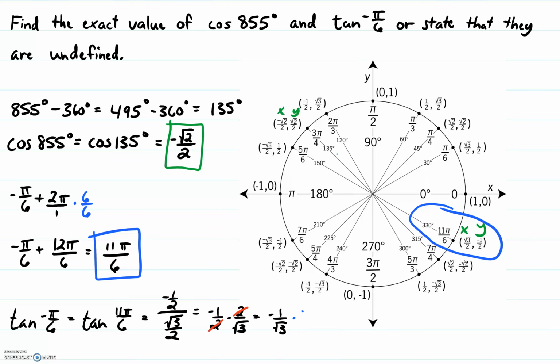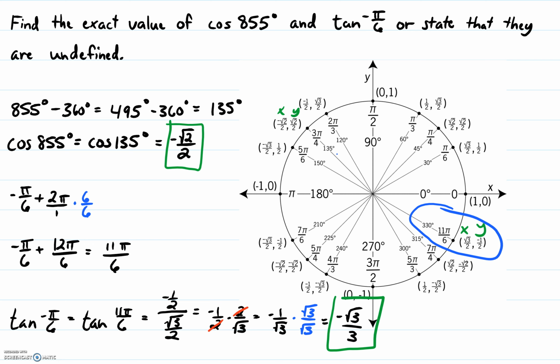So to rationalize the denominator, we want to get rid of that radical down there. So we're going to multiply this fraction by the square root of 3 on top and bottom, because of course a fraction remains the same if you multiply by the same thing on top and bottom. So negative 1 times the square root of 3 is just going to be negative square root of 3. Square root of 3 times the square root of 3 is just going to be 3. And so our answer for the tangent of negative pi over 6 is going to be negative square root of 3 over 3.